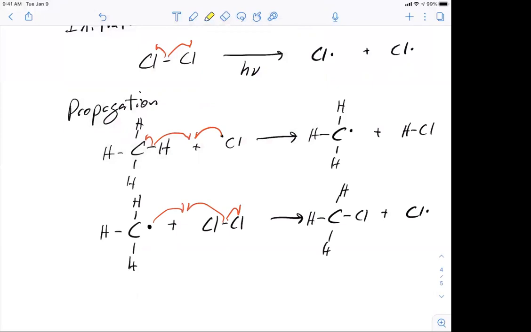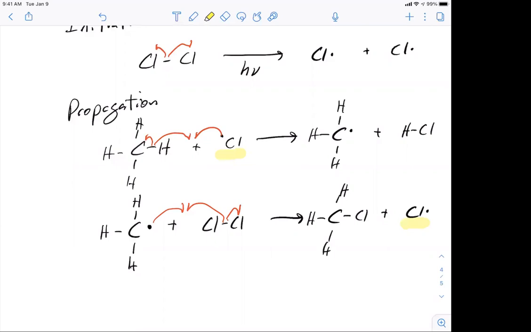And now notice that we're starting our propagation and ending our propagation with the same halide, the same radical. This is not always the case. There are some propagations where you start with one radical, but you may end up with something a little bit different at the end. But this is the most common, and this is the one that can give you very high productivity.